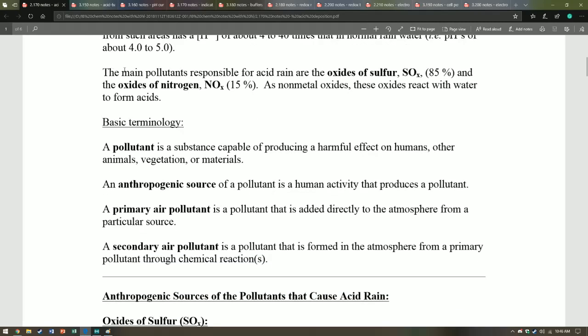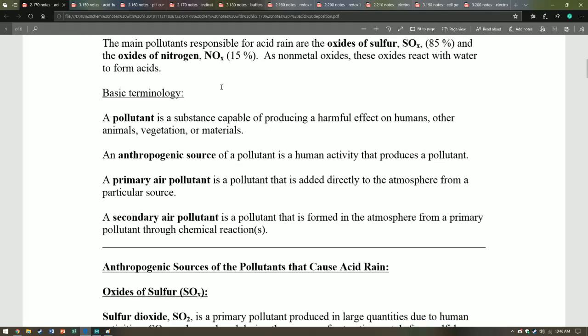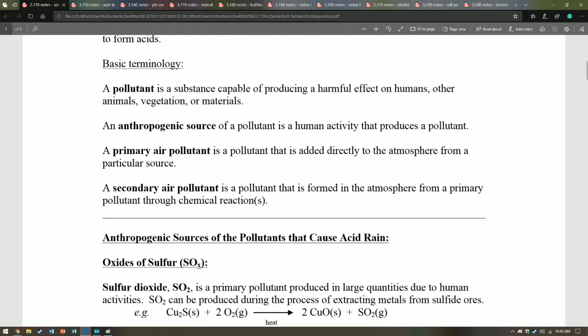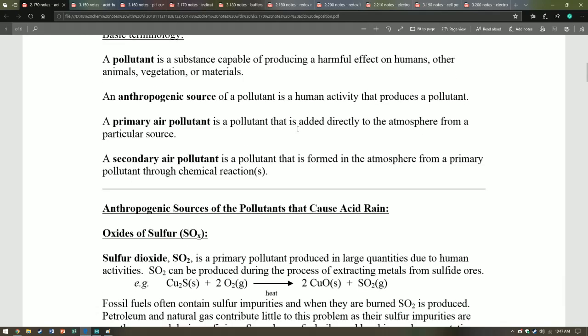Now, the main pollutants responsible for this are oxides of sulfur and oxides of nitrogen. Before we go into the specifics, let's go over a few key terms. A pollutant is a substance that produces harmful effects on things. An anthropogenic source is a pollutant that has human origins, and a primary air pollutant is something that is directly added to the atmosphere, and a secondary air pollutant is a pollutant that is formed in the atmosphere from a primary pollutant through chemical reactions.